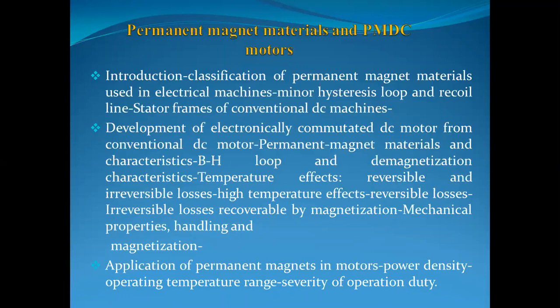Why? Because all magnetic materials have BH loops, nothing but hysteresis loops. Depending on these hysteresis curves or loops, the material has certain advantages and applications, for what type of motor it is suitable, and for what type of machine the magnetic material is to be placed. That is nothing but the permanent magnetic materials.